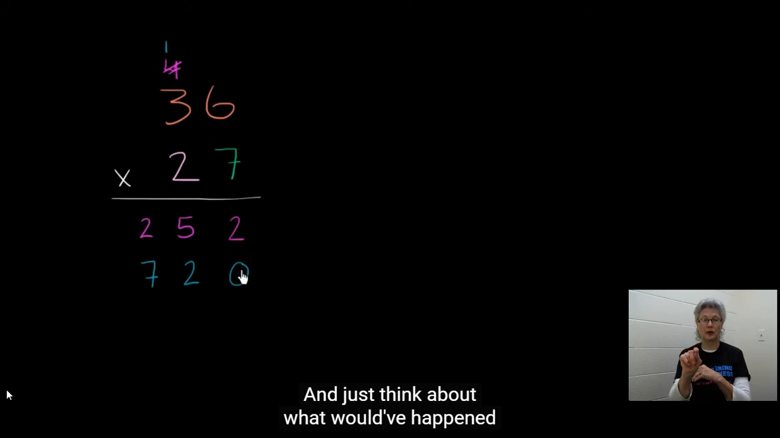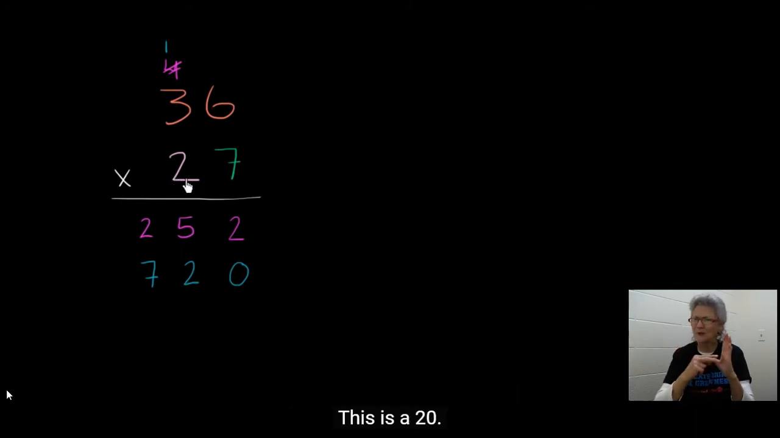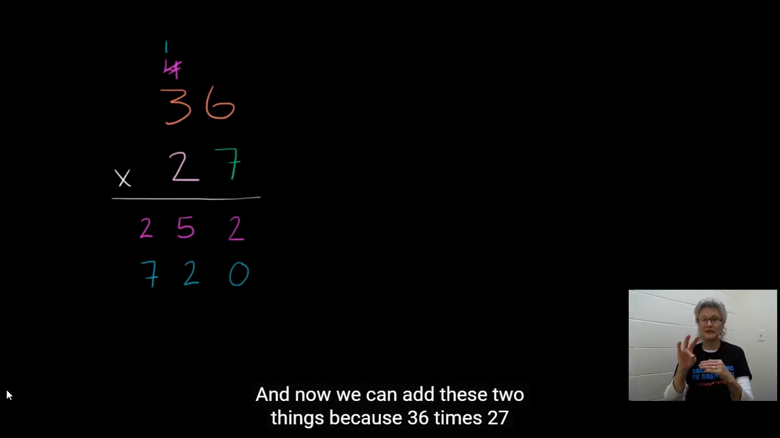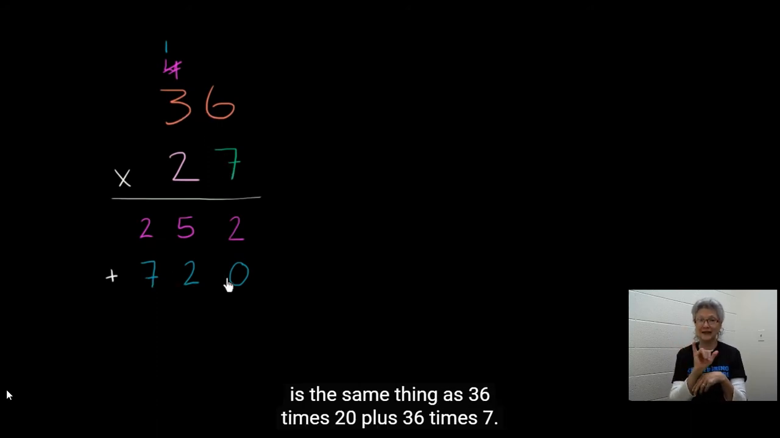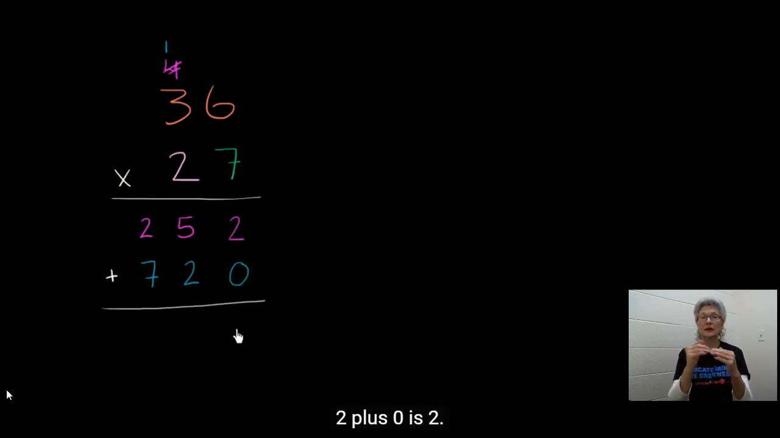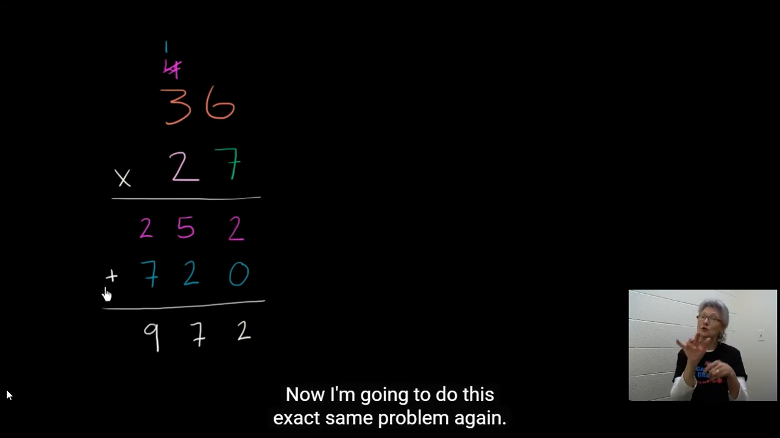And just think about what would have happened if we didn't put the 0 here. Then we would have figured out that 36 times 2 is 72, but this 2 isn't just a 2. This is a 20. So 36 times 20 is 720. And now we can add these two things, because 36 times 27 is the same thing as 36 times 20 plus 36 times 7. So let's add these two numbers together. 2 plus 0 is 2. 5 plus 2 is 7. 2 plus 7 is 9. And we get 972.